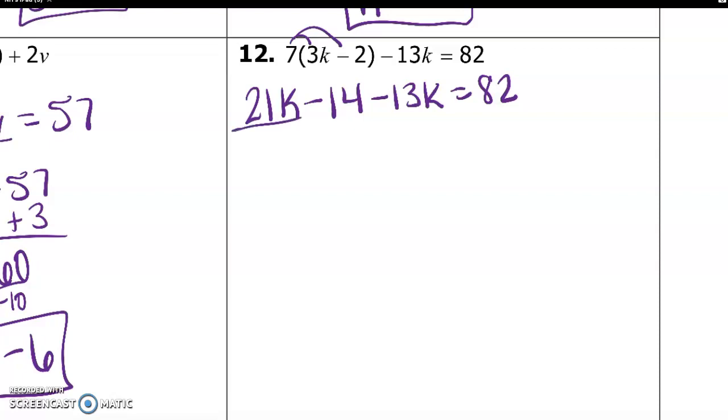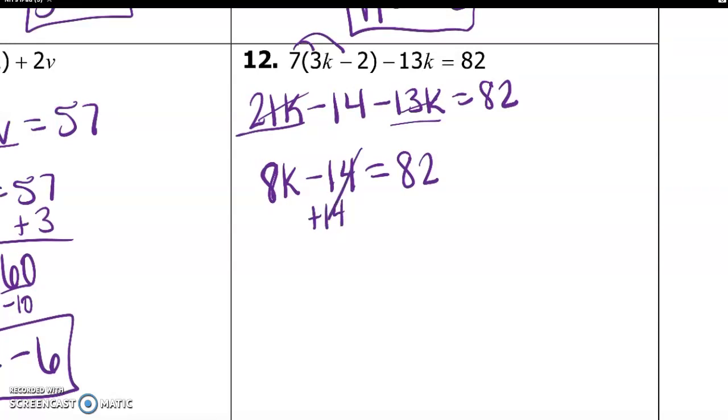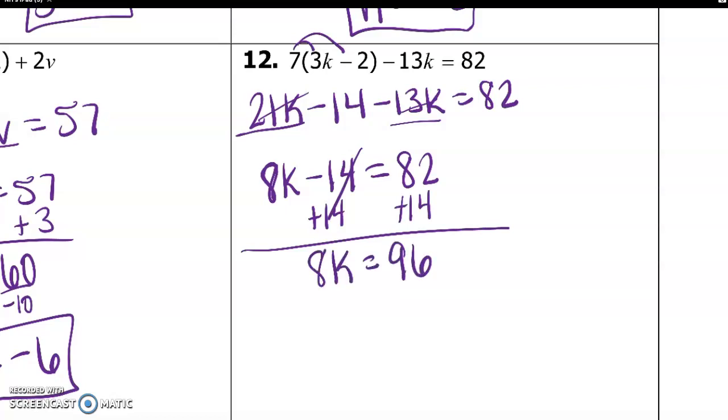Combine like terms. So 21 minus 13 gives me 8k. And then minus 14 equals 82. From there, I would add 14 to get rid of the 14. That gives me 8k equals 96. This means 8 times k, so to undo that, I divide by 8, divide by 8, k equals 12.